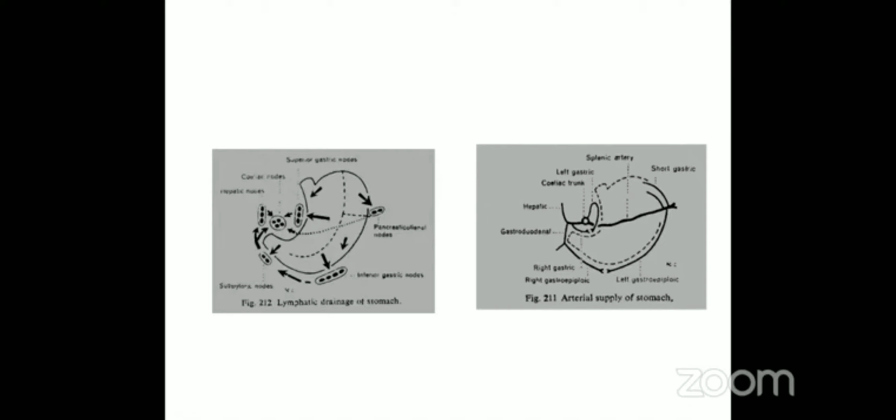If it is arterial supply, the main arteries supplying the stomach come from the celiac trunk, that is the left gastric artery, which is a branch from it. Then the splenic artery, which will give out branches like the short gastric and left gastroepiploic, and the branches from the hepatic, that is the right gastroepiploic. They will anastomose and they will supply. For venous drainage, ultimately it is draining into the portal vein.